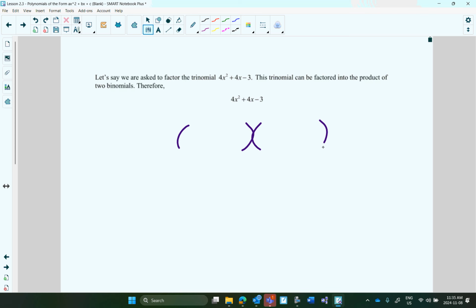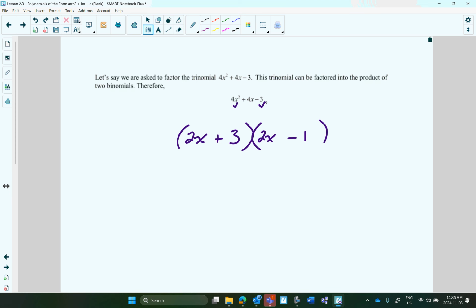Little bit of advice, always try the pair that are closer together. So 2 and 2 are closer together than 4 and 1. So let's try 2x and 2x. So I know that's going to work. Give me a pair that multiplies to -3. So +3, -1. So that works.